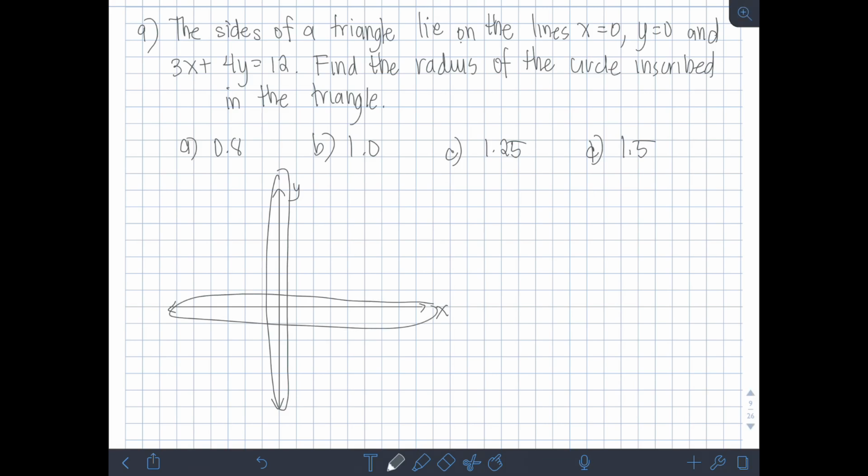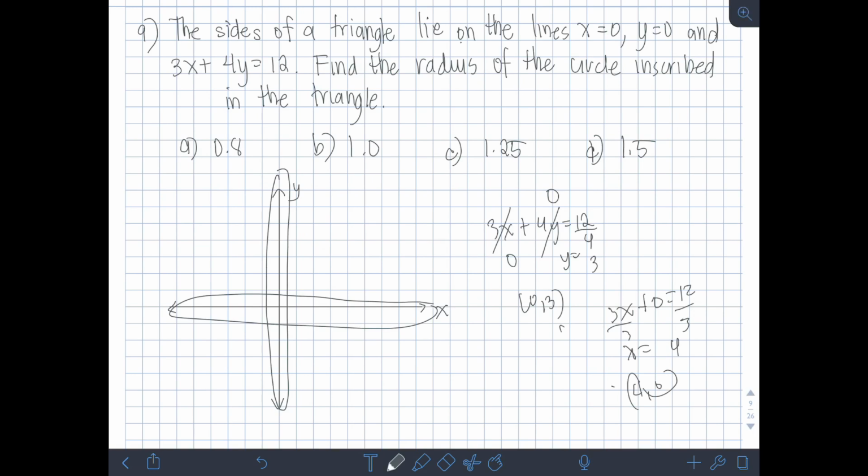Then, 3x plus 4y equals 12. So, let's graph 3x plus 4y equals 12. So, just use intercepts. When x is 0, what is y? So, 0 here, y is equal to 12 divided by 4, right? Or 3. So, we have 0, 3. Then, when I set y to 0, 3x plus 0 is equal to 12. So, x is equal to, divide both sides by 3. X is equal to 4. So, we have 4, 0.